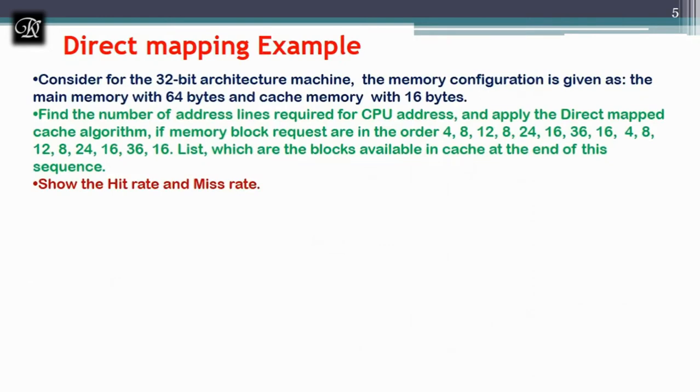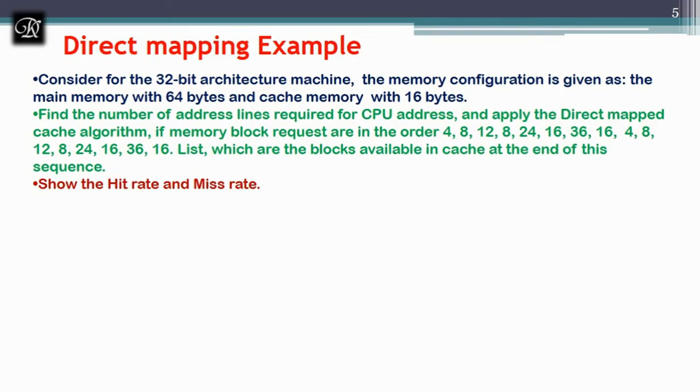Let's take an example. Consider the 32-bit architecture, which we are discussing throughout this subject, and the memory configuration is given. The main memory is 64 bytes. I have reduced it because if I go with a huge memory, the discussion will not be effective. So 64 bytes of main memory is there, and cache memory is 16 bytes. This is the size of the main memory and the cache memory.